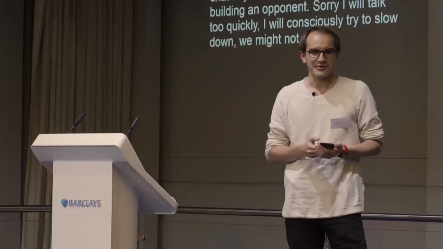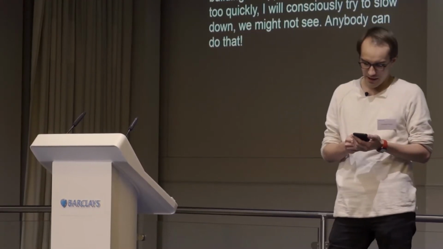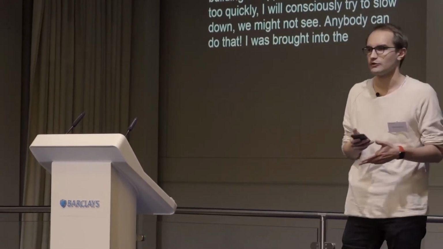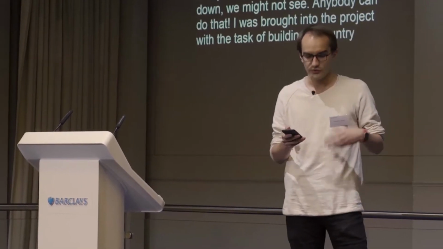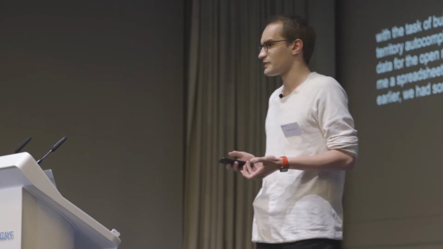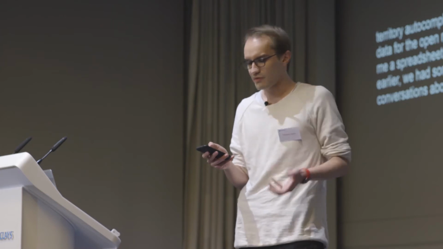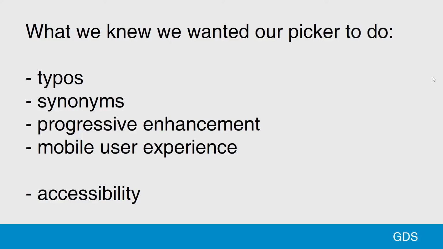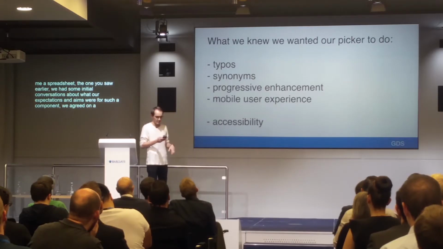Anyway, I was brought into the project with the task of building a country and territory autocomplete that uses data from the open register. So Ed showed me a spreadsheet, the one that you saw earlier, and we had some initial conversations about our expectations and names for such a component. We were on the same level. We agreed on a number of features that we wanted, stuff like typo tolerance, synonyms, progressive enhancement, mobile user experience.